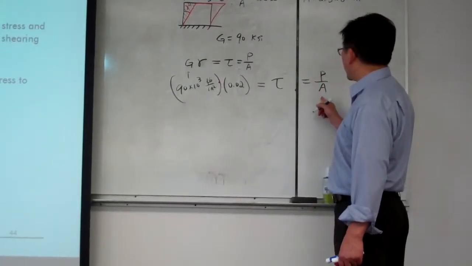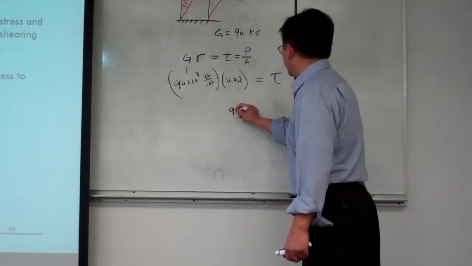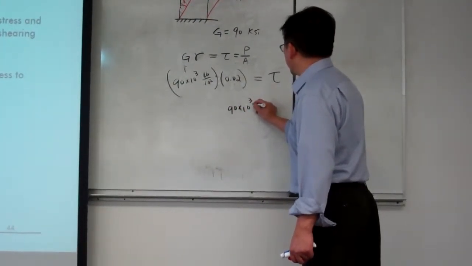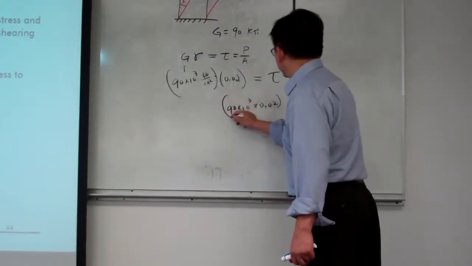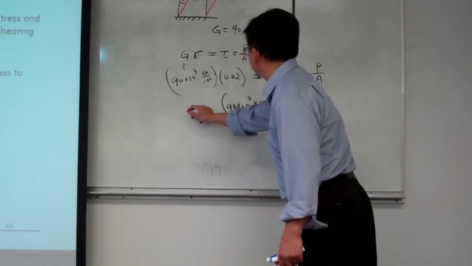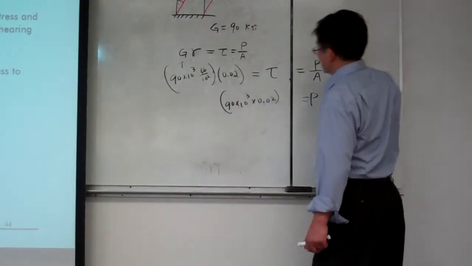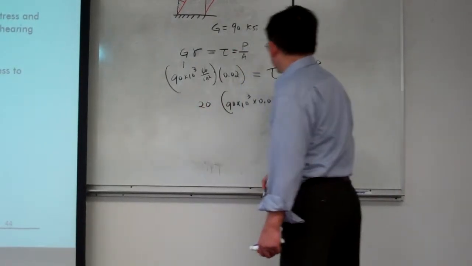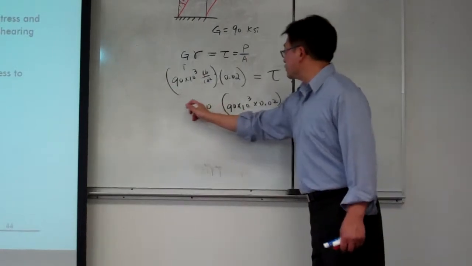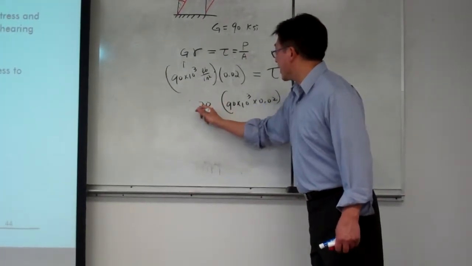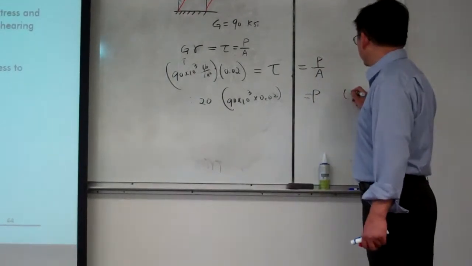So here we can calculate P should be equal to this number multiplied with A. 90 times 10 to the 3 times 0.02 and multiply with area, and area this one equal to 20 inch square. Okay, so we pay attention to the unit here. This should be equal to pounds.